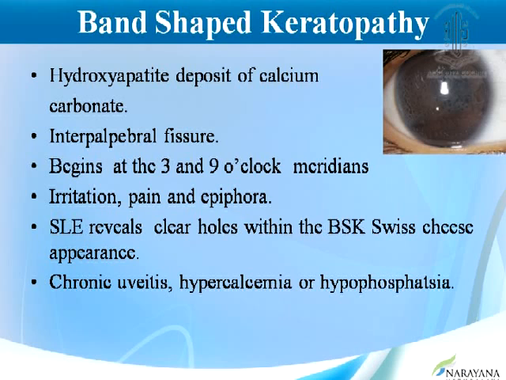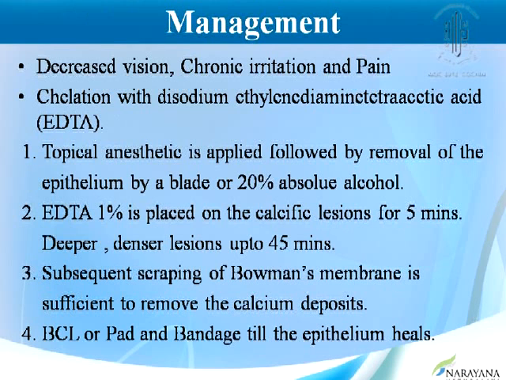The slit lamp examination shows the clear holes corresponding to the passage of corneal nerves in the Bowman's membrane, classically described as a Swiss cheese pattern. It's seen in chronic uveitis or conditions associated with hypercalcemia or hypophosphatasia. If the patient presents with decreased vision or chronic irritation and pain, we treat them.